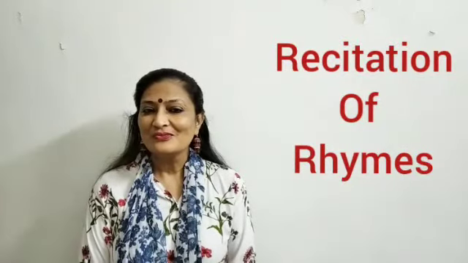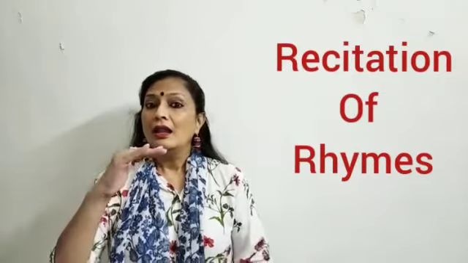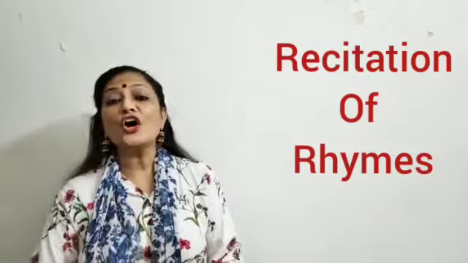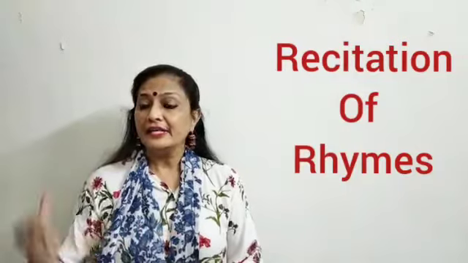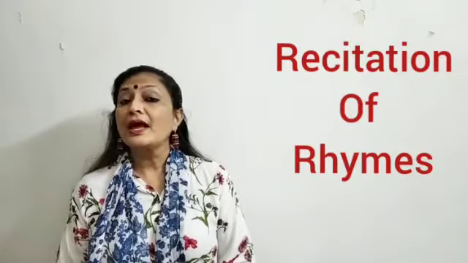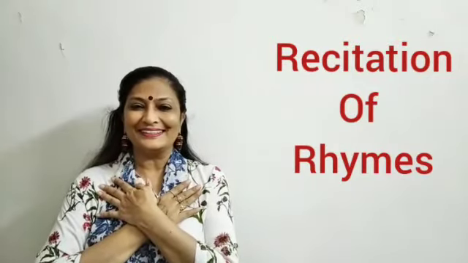Now, we will learn the poem Little Jack Horner. We will revise it. Repeat after me. Little Jack Horner sat in a corner, eating his Christmas pie. He put in his thumb and pulled out a plum and said, what a good boy am I.